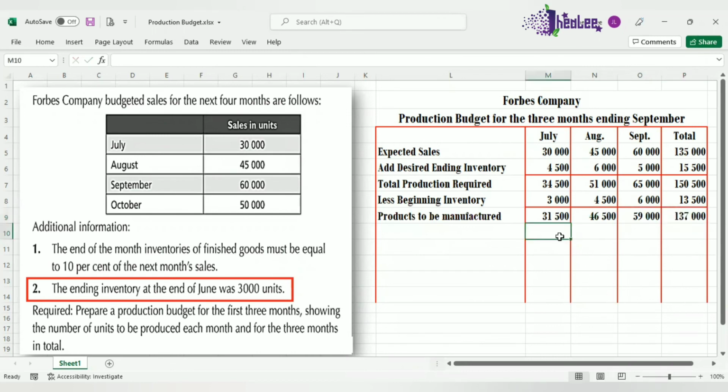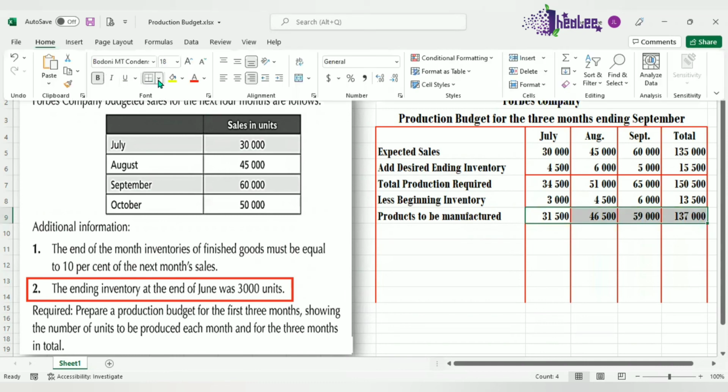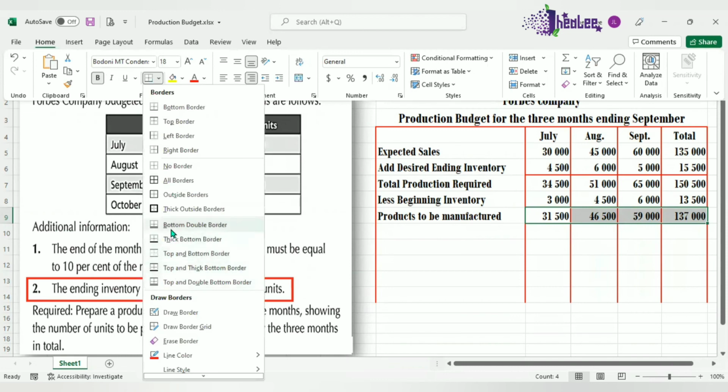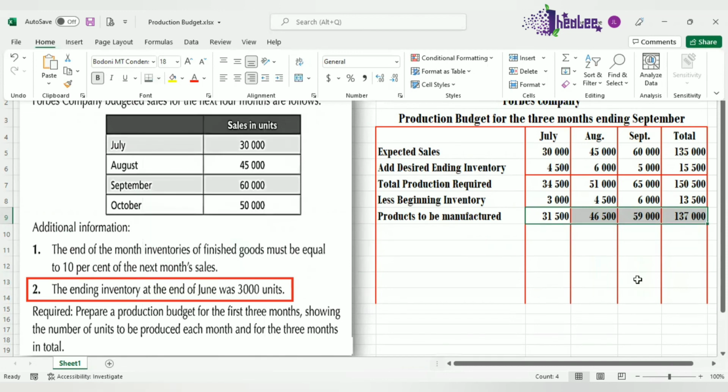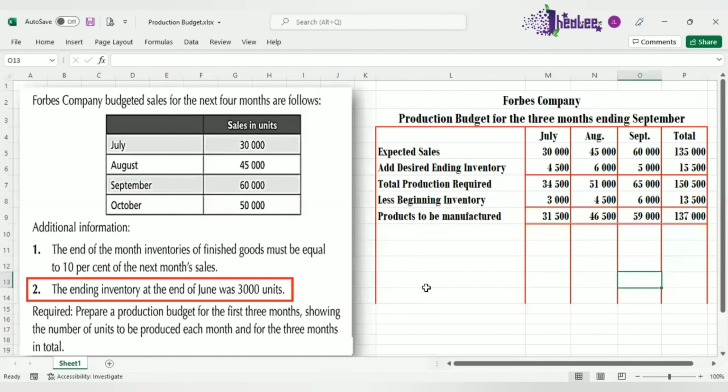And the total products to be manufactured for that quarter, which is for the 3 months ending September, is the 150,500 minus 13,500, and that gives us $137,000. Apart from that, people, if you add the products to be manufactured for the 3 months, which are July, which is 31,500, August, which is 46,500, for September, which is 59,000, if you add all those figures together, you get the total products to be manufactured for that quarter of 137,000. And that is basically what is required of you when you prepare the production budget.